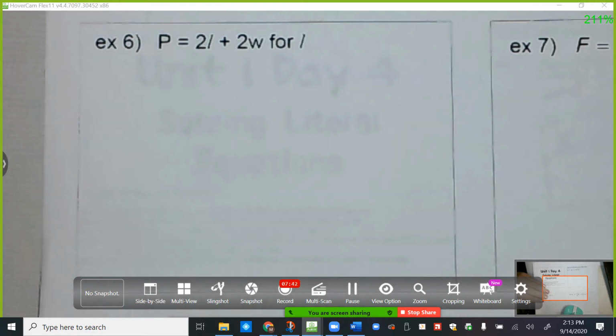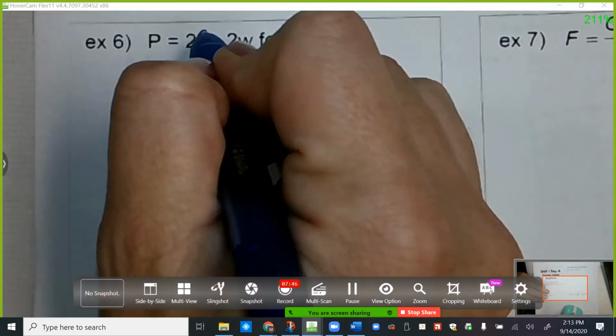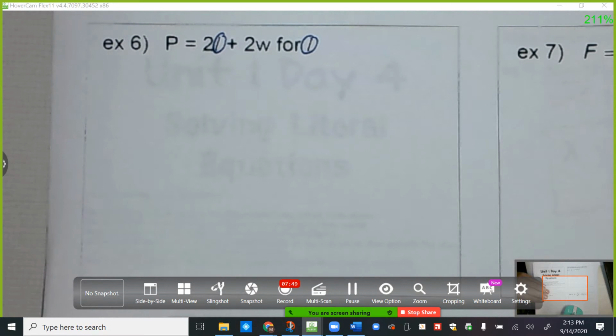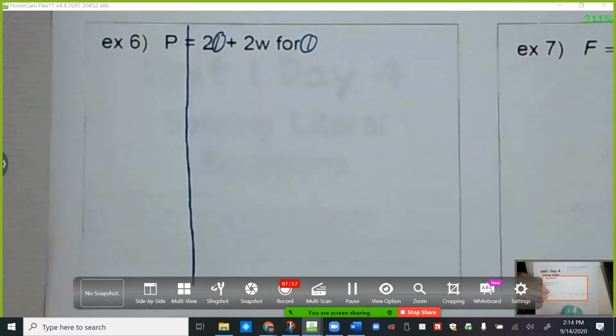Okay, so knowing that, I'm solving for L. I'm terrible at writing these L's, so I'm going to do a capital L when I'm writing it, because if not, it looks like 21. Okay, so what do you think we need to get rid of first? The what?